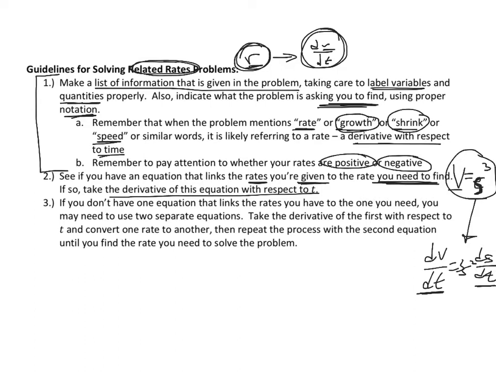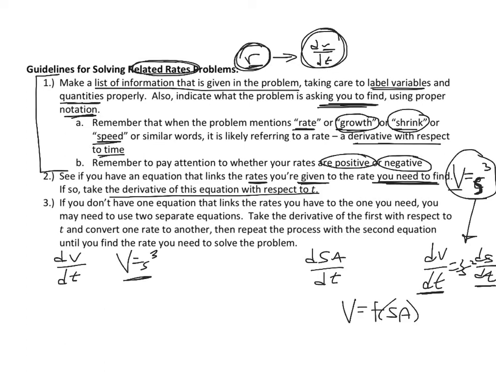Now, sometimes it happens that you don't have just one equation that links the two of them, and you may need to use two separate equations. So if you have a problem that tells you about how fast the volume of a cube is changing, and it asks you about how fast the surface area of the cube is changing, we don't really have an equation that gives us v as some function of the surface area. Instead, what we're going to need to do is take the formula for the volume of a cube and the formula for the surface area of a cube and take the derivative of both of them, and then use information from one of them in the other one.